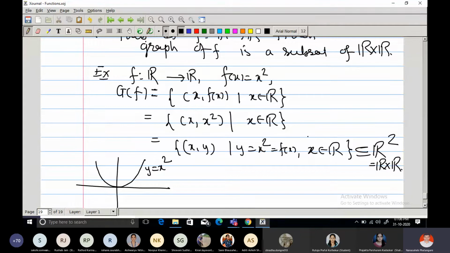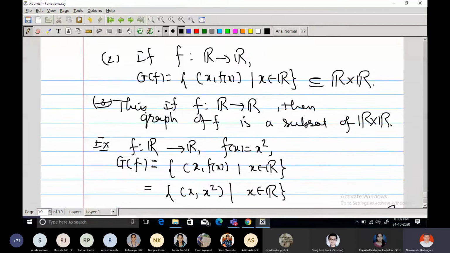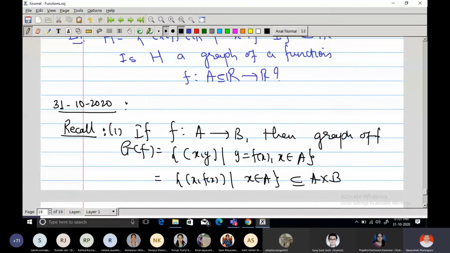Sir, could you please explain it again? Yes. So see, if you have a function, then that function gives rise to a subset of R cross R. If you have a function from A to B, then that gives rise to a subset of A cross B, which we call the graph of the function. Is this sentence clear? Yes, sir. Now, what is my reverse process? Suppose we have a subset of A cross B, then can that subset be a graph of some function?